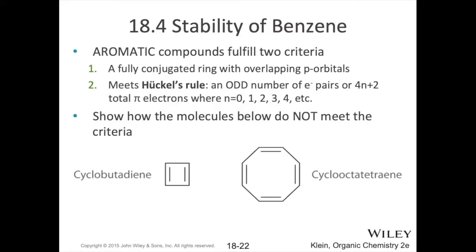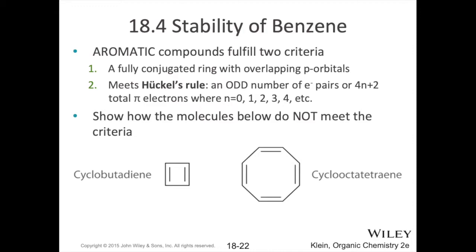What does it mean for something to be aromatic? What causes aromaticity? There are two criteria you've got to meet for this to happen. The first one we've already talked about: you need a fully conjugated ring with overlapping p orbitals. In other words, a conjugated pi system like we saw in the last chapter, but it needs to be in a ring. The second rule, and this is the thing that's new for you guys, is Huckel's rule.